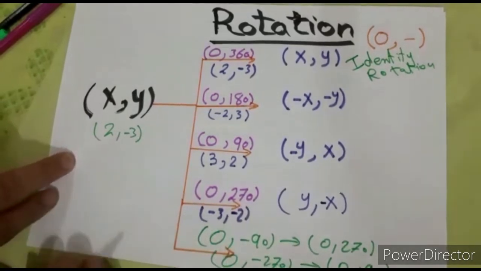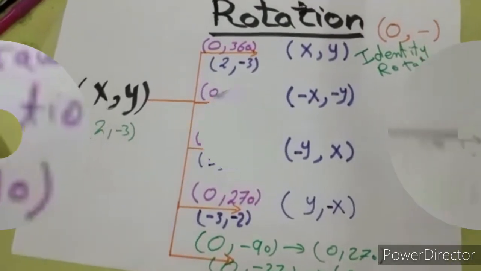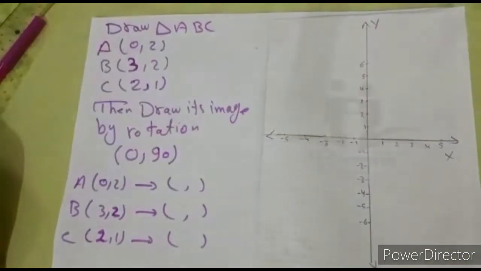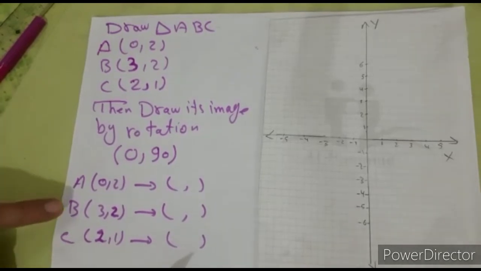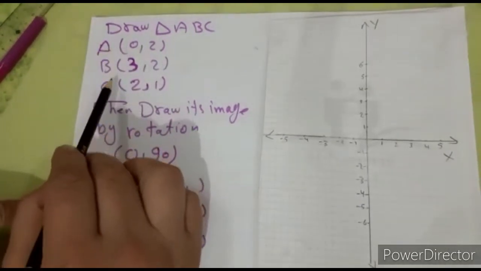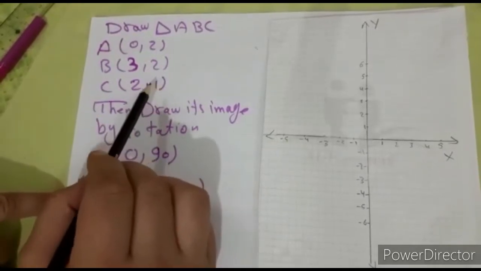Okay, now let's go to the exercise. Exercise: draw triangle ABC such that A is 0 and 2, B is 3 and 2, C is 2 and 1. Then draw its image by rotation O and 90. First, we must represent the 3 points A, B and C and the join between them to represent triangle ABC.